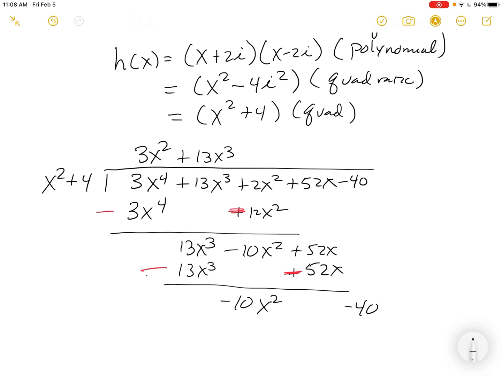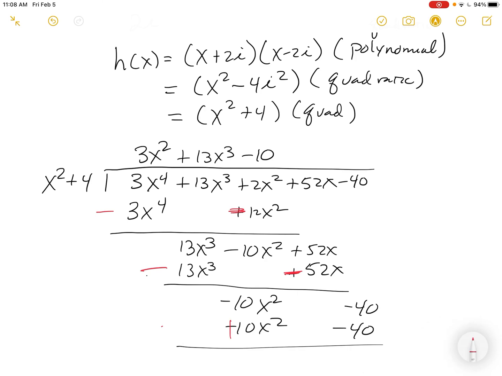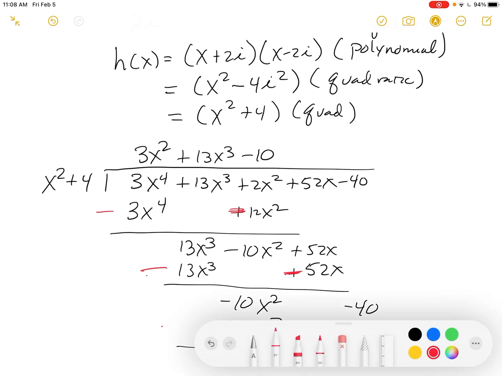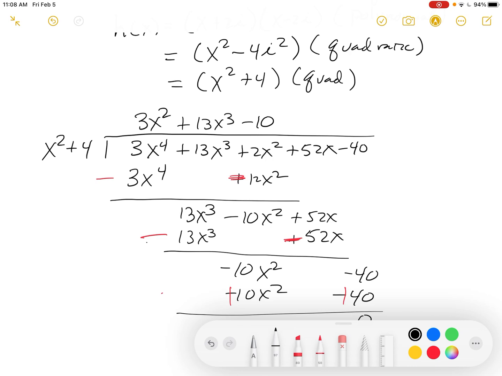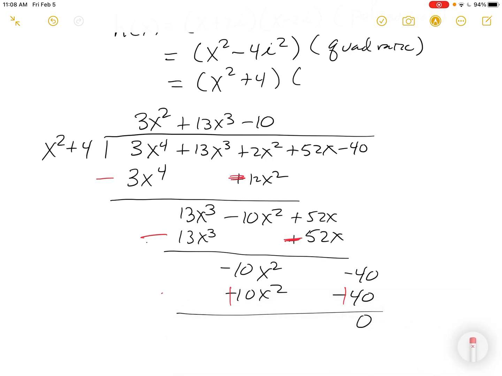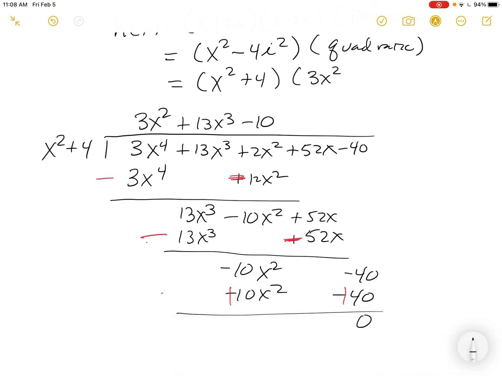Right? Both of those cancel out, and we're left with that. 10x squared minus 40. Well, we know what makes x squared go into negative 10x squared, a minus 10. And when we run that through, we match it exactly. So when we do the subtraction, we end up with a 0. And so now we know what this quad is. So I'm going to come right back up here. I'm going to erase the word quad, and I'm going to put in what we know. We know that it's times 3x squared plus 13x cubed minus 10.